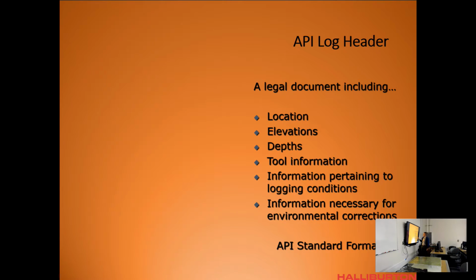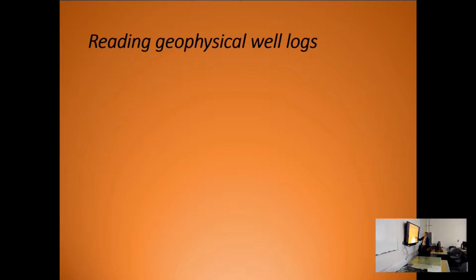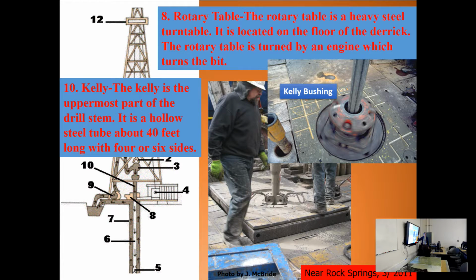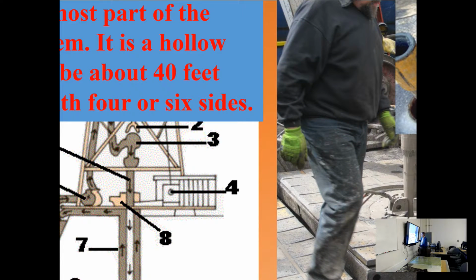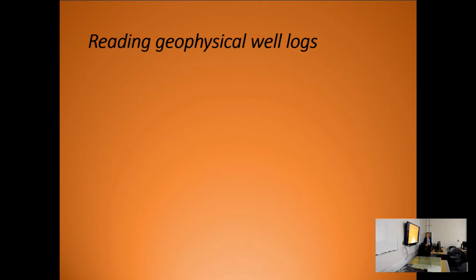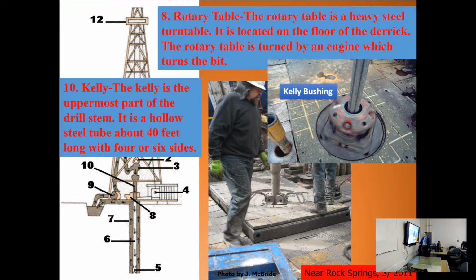Can you show where the Kelly bushing is on the cartoon? On that last picture, see if I can go back. So that's the Kelly bushing. It'd be right there. Number 8? Well, 8 is actually referring to the rotary table, and the Kelly bushing is just above the rotary table. It's not actually shown here very well, but it'd be right there. But the explanation of number 10 is actually Kelly. Yeah, Kelly is the Kelly pipe. So what 10 refers to is the Kelly pipe.